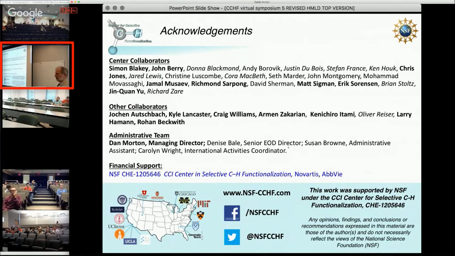And also with a center like this, it's very important to recognize the administrative team, and particularly Dan Morton. He's the one who's been able to make this virtual symposia work out. It's a lot of challenge, particularly with all the dense slides with all the pictures. They're very difficult to work with in this type of setting, and it's quite remarkable what he's been able to achieve as well. And then finally, I'd like to thank you for your patience and your attention.